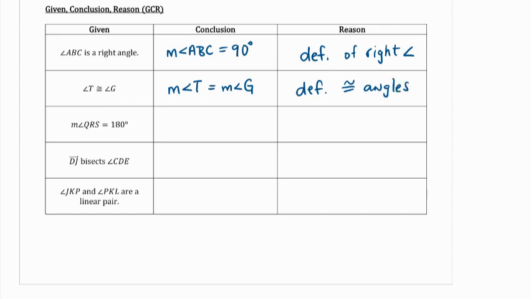The next one tells me the measure of angle QRS is 180 degrees. Well, if I know that the measure of an angle is 180 degrees, I know that makes it a straight angle or a straight line, right? So I can say that angle QRS is a straight angle. And again, we know that because of the definition of straight angle.